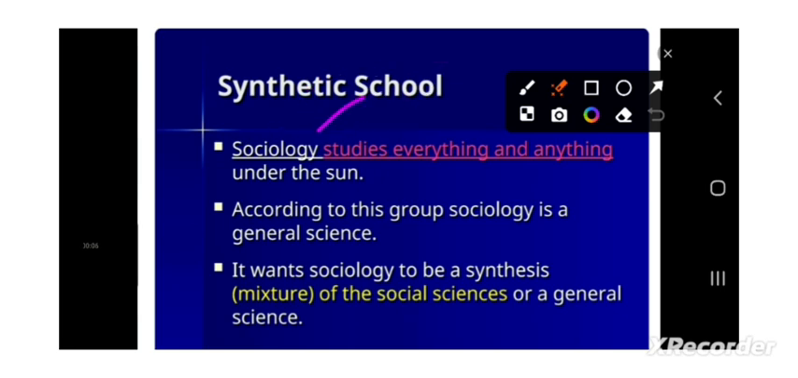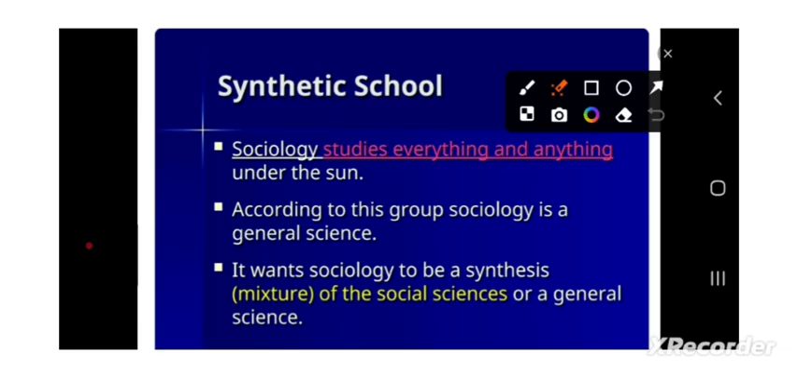Synthetic school. The synthetic school argues for an expansive, encyclopedic scope for sociology, believing it should be a general social science that encompasses, integrates, and coordinates the findings of all other social sciences. This view arises largely as a criticism of the formalistic school, which was deemed too narrow and abstract.